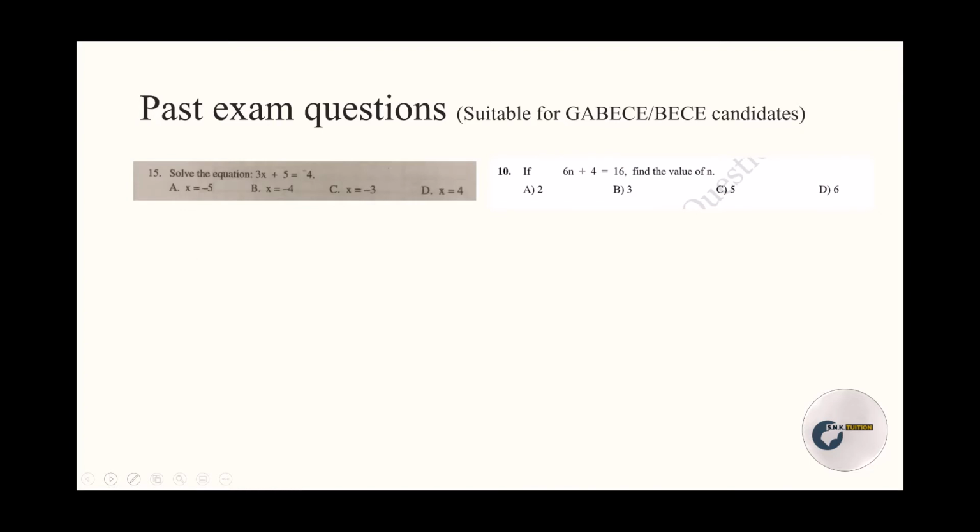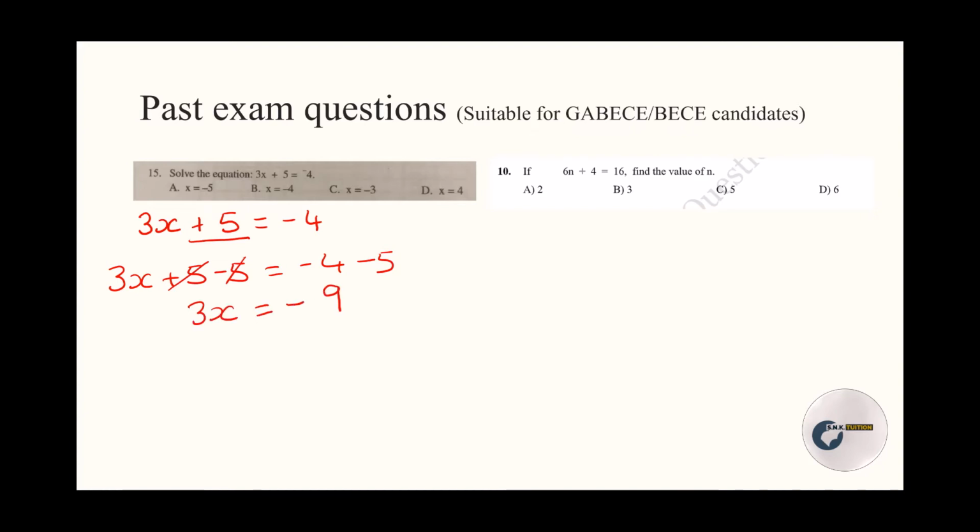Okay, first one was 3x plus 5 is equal to minus 4. So just as I did before, I'm going to deal with this plus 5 first. So opposite of plus 5 is minus 5. So 3x plus 5 minus 5 is equal to minus 4 minus 5. So these two cancel. That leaves me with 3x is equal to minus 9. Okay, remember, when you are subtracting from a negative number, it becomes more negative.